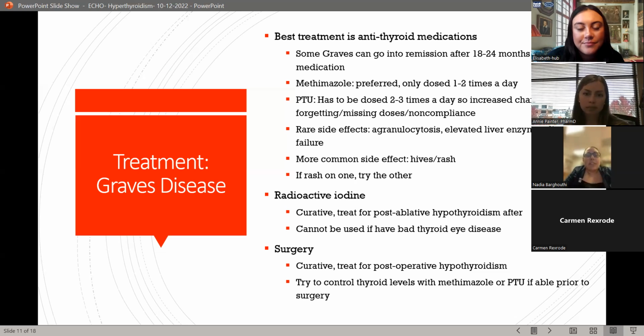And then our least preferred treatment, just because we want to avoid a surgery if we're able to, is surgery. So total thyroidectomy, and then you treat them for hypothyroidism. Before you go for surgery, though, I try to control the levels with PTU or methimazole, because whenever the surgeons get in there, a big Graves gland is kind of bloody and vascular, and it can be dangerous for the patient and put them at risk for thyroid storm. So you try to get them as well controlled as possible, and then they go for surgery. Then you can get them off the methimazole or PTU after.